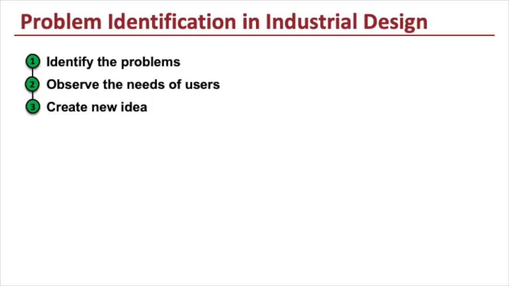In the context of industrial design, problem identification is one of the core activities that you need to do. It starts with identifying what the real problem is, what the issue is. The second is you observe what the user really needs. And the third, only then can you come up with a new idea to solve their problem.